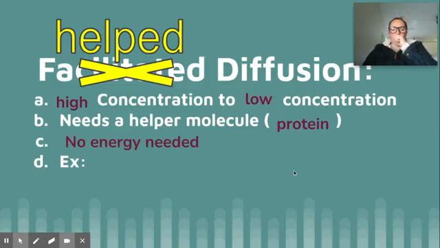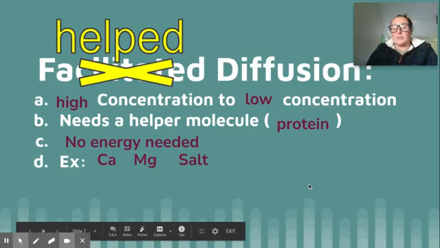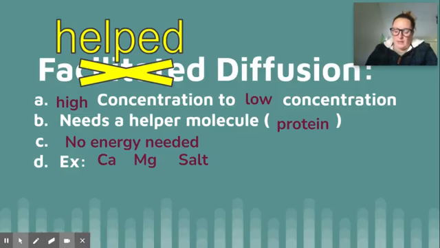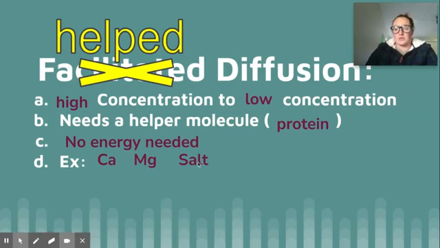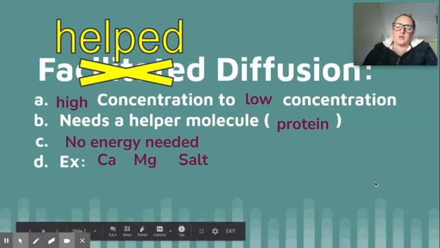It does not need energy. Goodness, it does not need energy. I need coffee, apparently. Sorry. Does not need energy. And some things that are a little bit larger, but not too large, that can pass through the membrane with the helper protein are things like calcium, which is Ca, magnesium, which is Mg, and salt, which is NaCl.